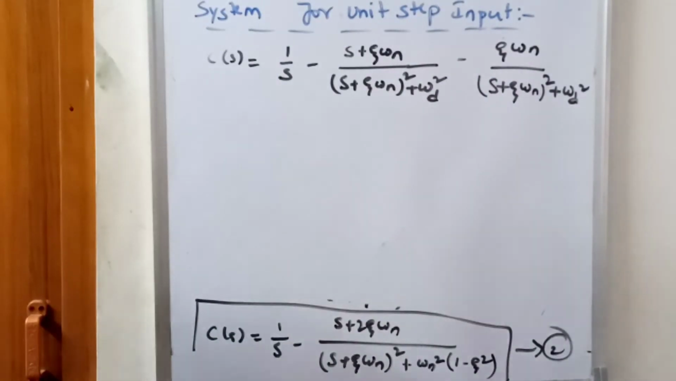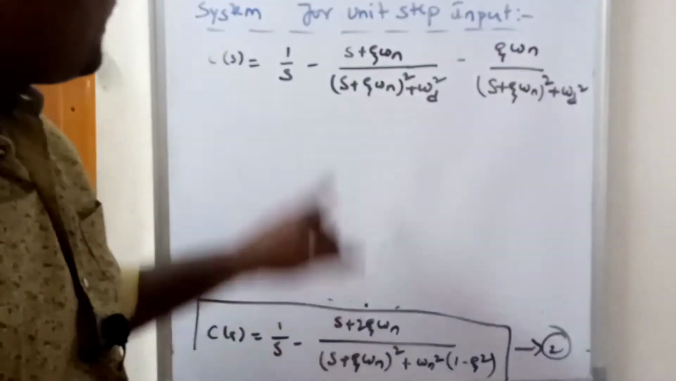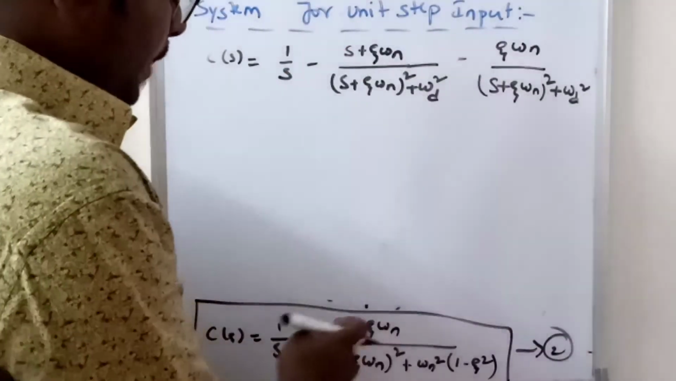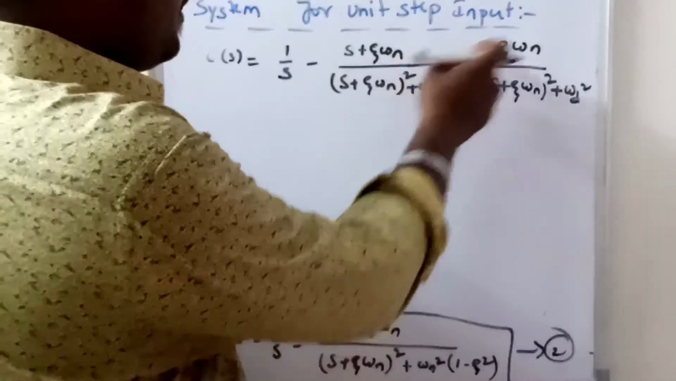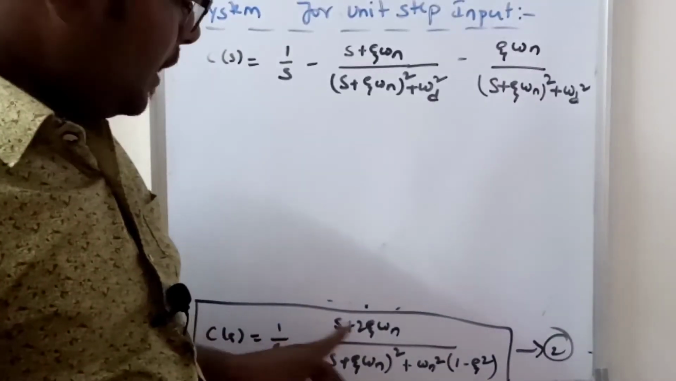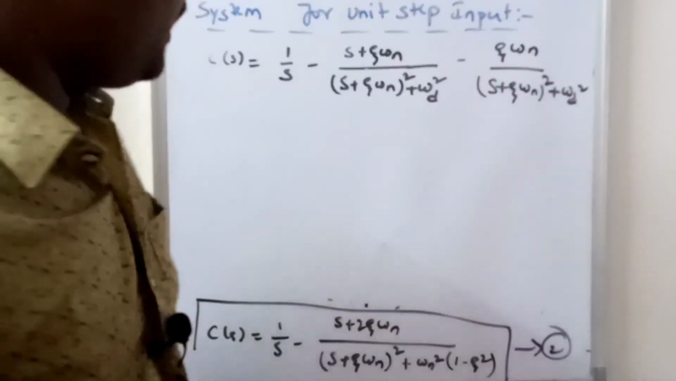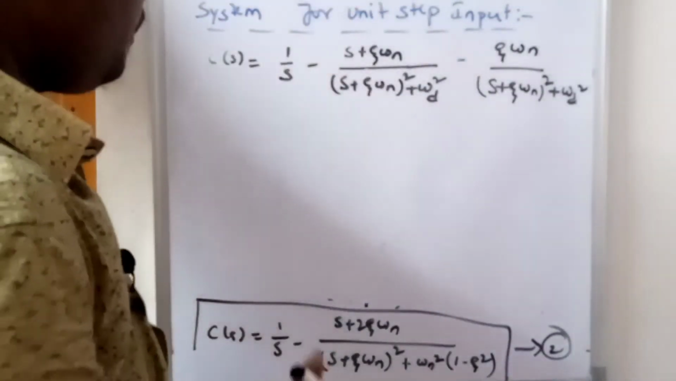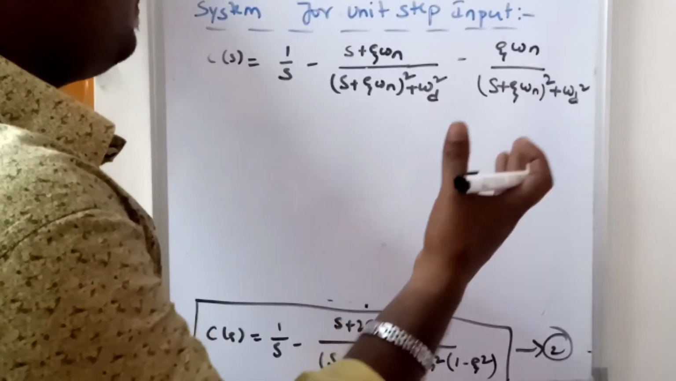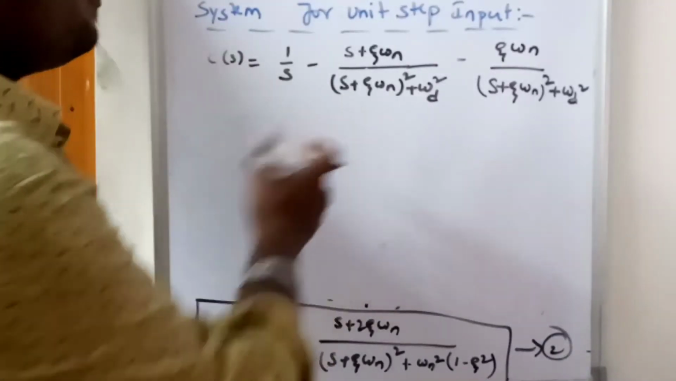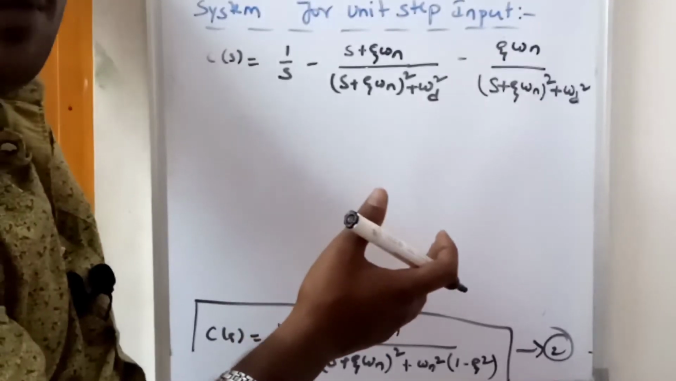We can simplify like this, and I can explain. Taking minus common, minus s minus zeta omega n minus zeta omega n becomes plus 2 zeta omega n. So by seeing this, the first two terms can be simplified using the inverse Laplace transform directly by using the formula.